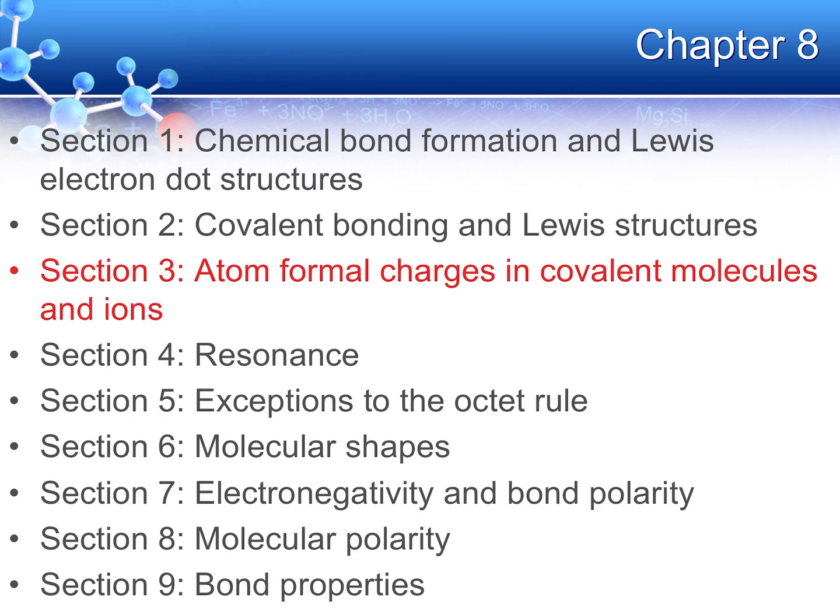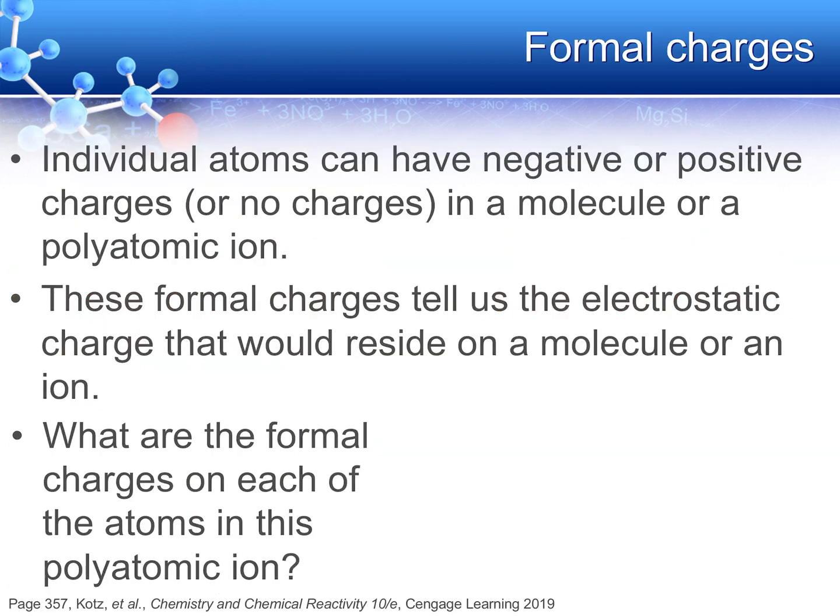So let's talk about something called formal charge. I have a video posted on Sakai that shows a simple way to do this, and I'm going to show you the same way as the video. I think the way the book does this is a little difficult. I think my way is easier. So individual atoms can have either negative or positive charges, or sometimes they don't have a charge, but sometimes they do. So this tells us the electrostatic charge that would reside on an atom in a molecule or an ion.